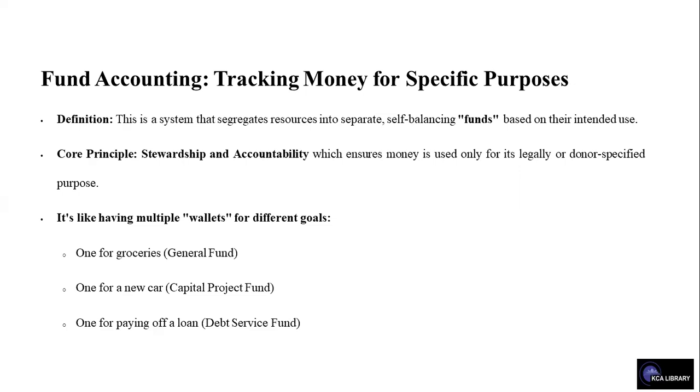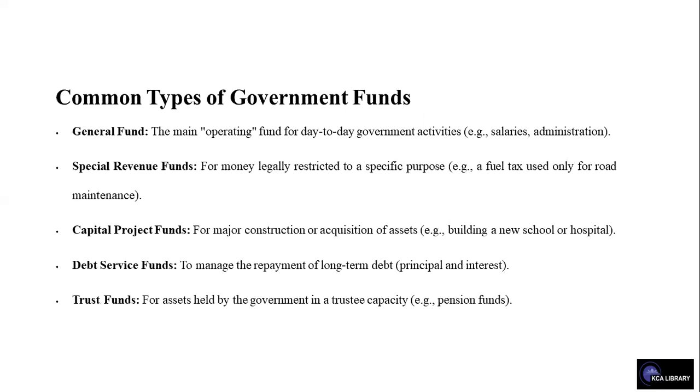Let's bring it down. Maybe one for groceries, and that can actually be the general fund. I'm trying to bring our own spendings into the government now. So one for groceries, which is actually the general fund, another for a new car, which is the capital project fund, and another one for paying off a loan, which is the debt service fund.